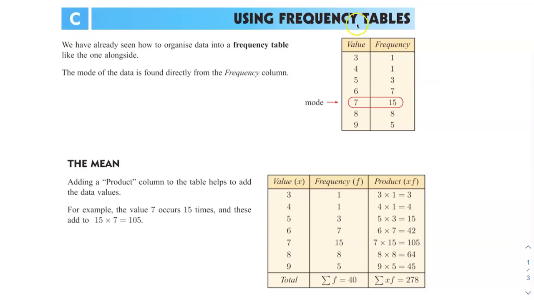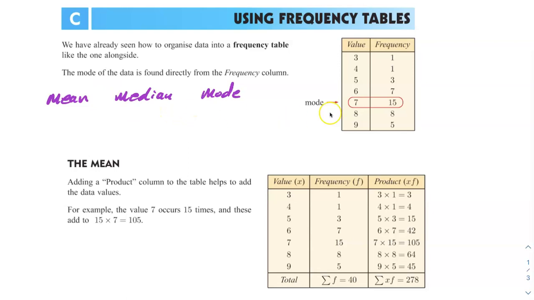12C, frequency tables. Now we talked about frequency tables in an earlier lesson, but now we're going to focus on how to use it to find the big three: the mean, median, and the mode. Alright, so we're going to talk about how to find these three things using frequency tables.